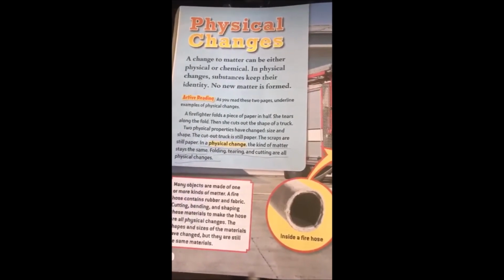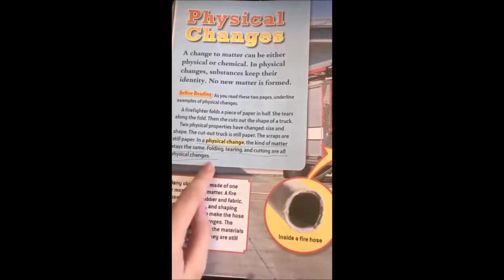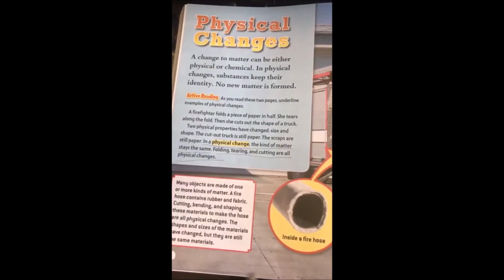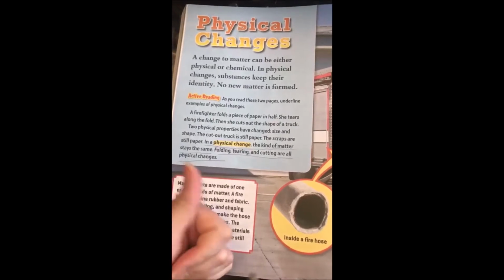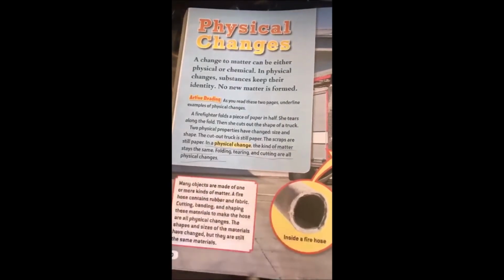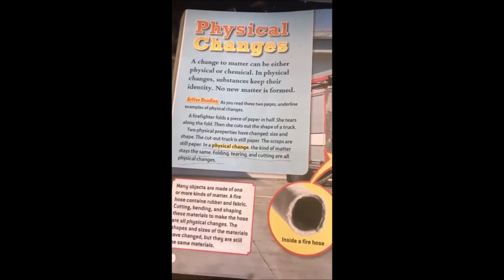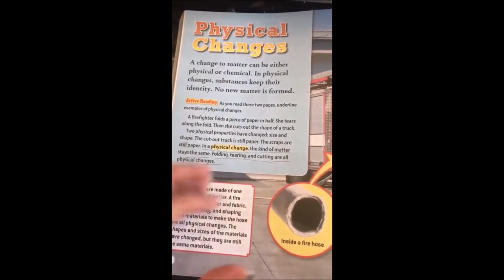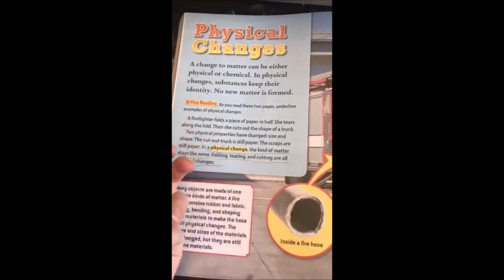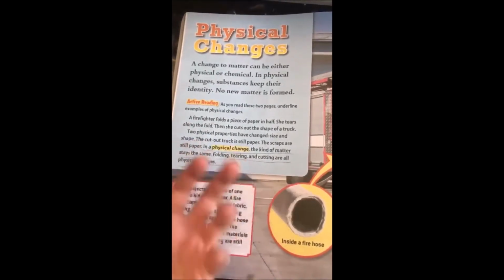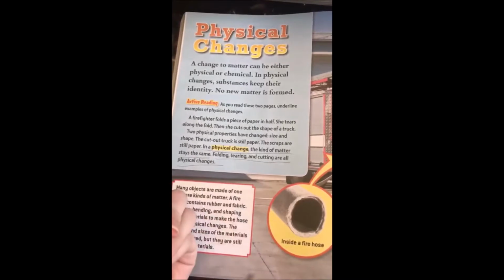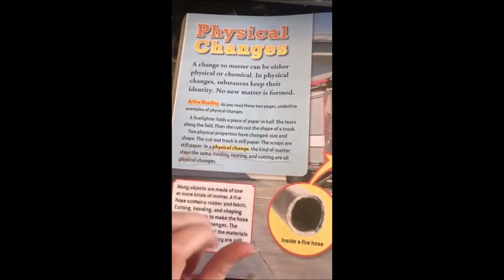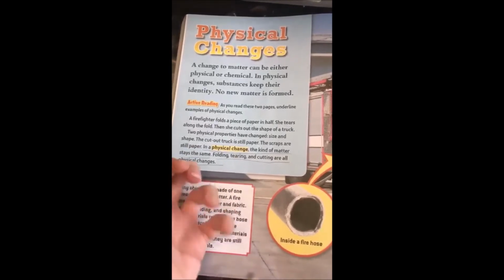So what is a physical change? Actually, in a physical change, the kind of matter stays the same. Folding, tearing, cutting are all physical changes. So what does it mean? It means when I have a matter and I want to change its physical form, how it looks, we're going to change it. For example, imagine you have an orange and you start tearing it and peeling it.